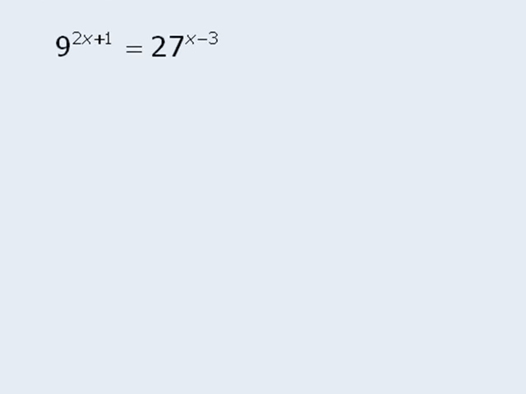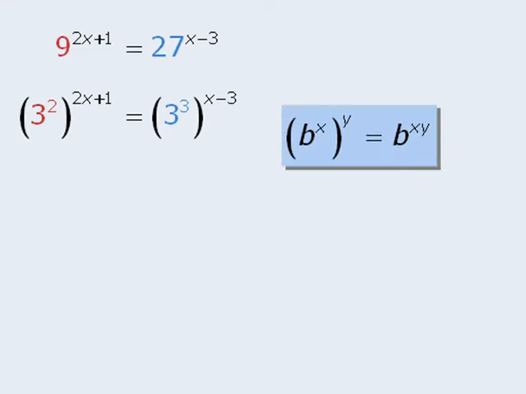Here the two bases in the equation are not equal. Now, since we cannot write 9 as a power of 27, and we cannot write 27 as a power of 9, we need to write both bases so that they have the same base. To do this, we can express both bases as powers of 3. First, we'll take the 9 here and rewrite it as 3 squared, and next we'll take the 27 and rewrite it as 3 cubed. On both sides we have powers of powers, so we can apply the power of a power rule to get the following results.